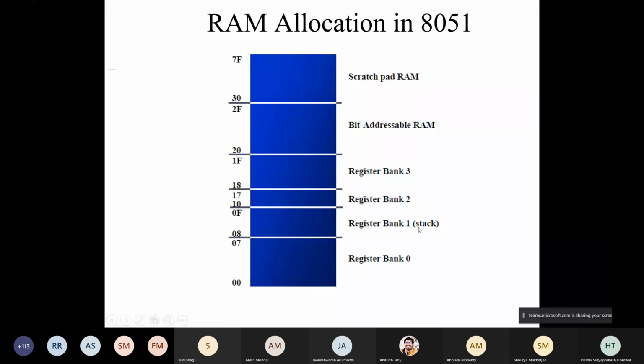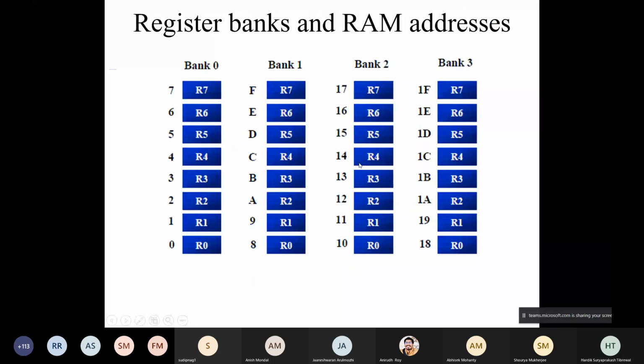But it is not necessary that stack should always be associated with bank 1. It can be associated with any other banks. It can be associated with anywhere else within the RAM. The only condition is that stack should be anywhere within the scratchpad area, which is the registers and the RAM. After reset, automatically it goes to 07, but you can change this value.